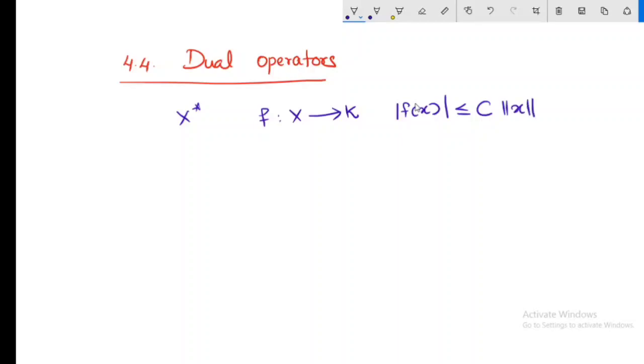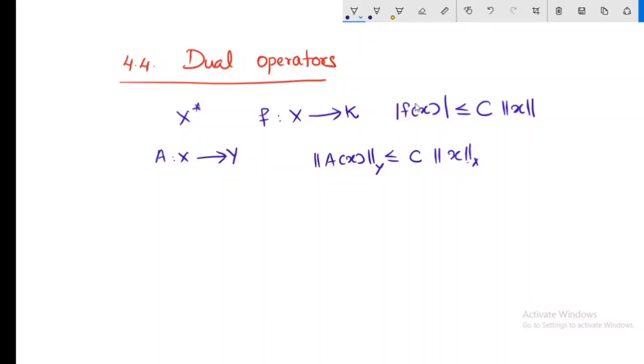Now let A from X to Y be a bounded operator. Now what do you mean by bounded operator? There exists a c such that norm of A x is less than or equal to c into norm of x. Here A of x will be in Y, so here the norm is in Y and here with respect to X.